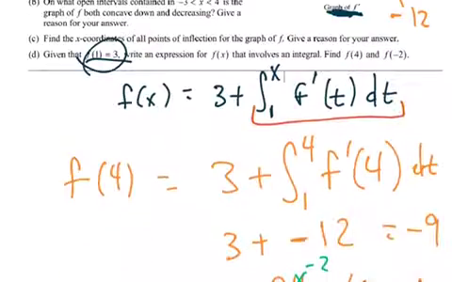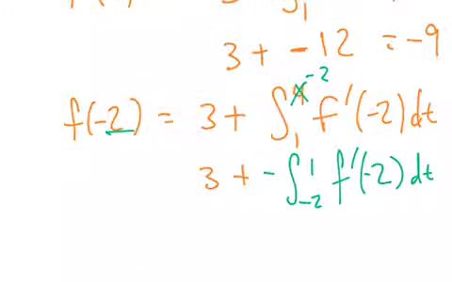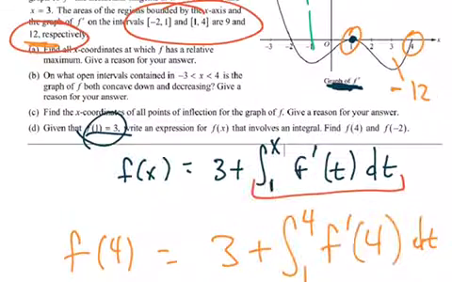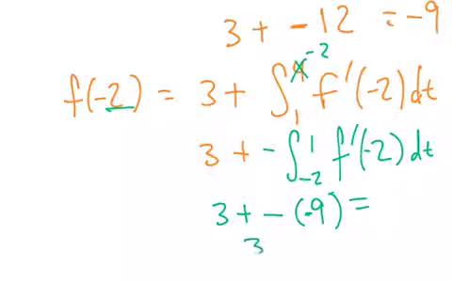So if we look at this picture here, we've said that this is 9, from negative 2 to 1. So we can say 3 plus negative 9. I'm sorry, it's also negative because it's under, so it should be negative 9. So it just becomes 3 plus 9, which is 12. And there you have it.